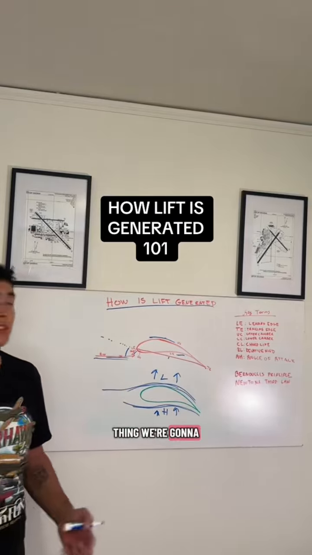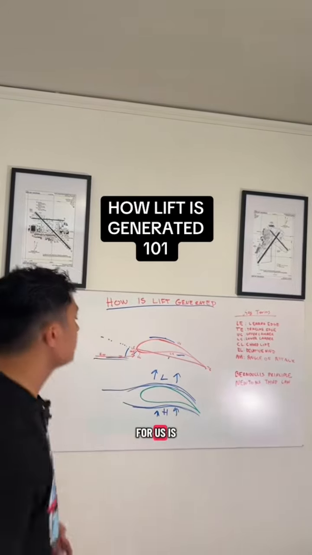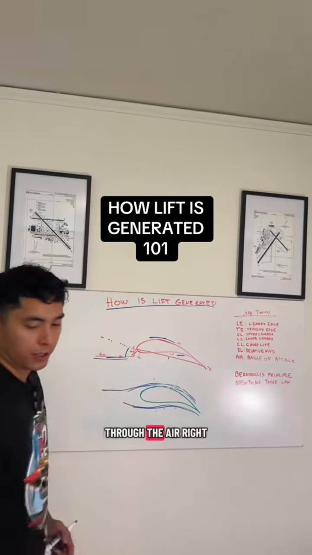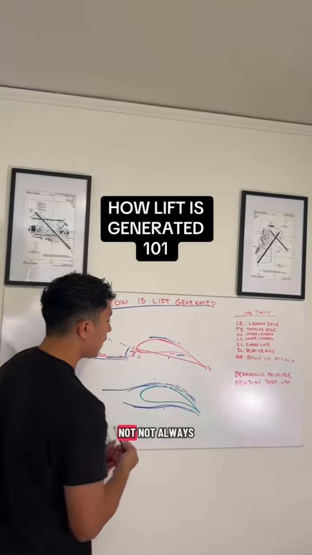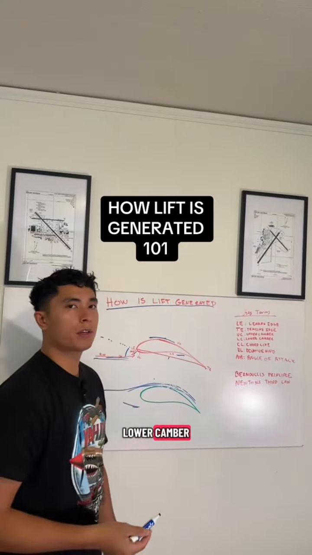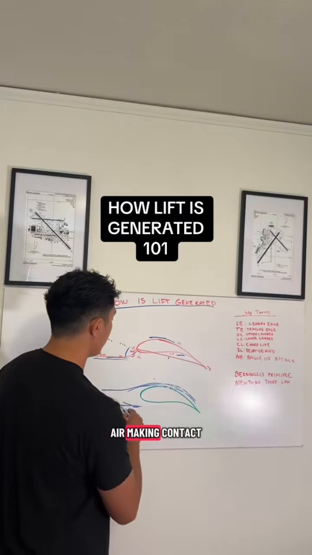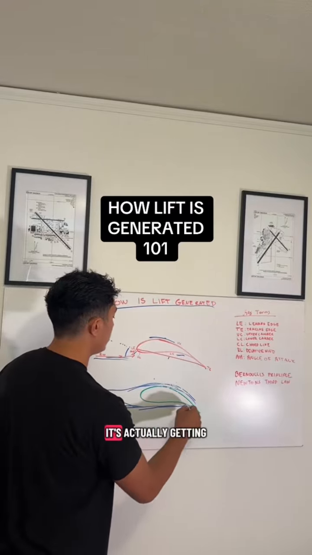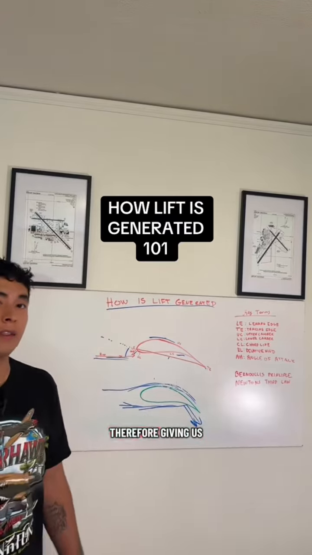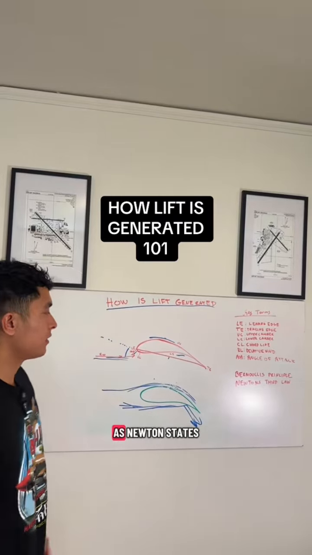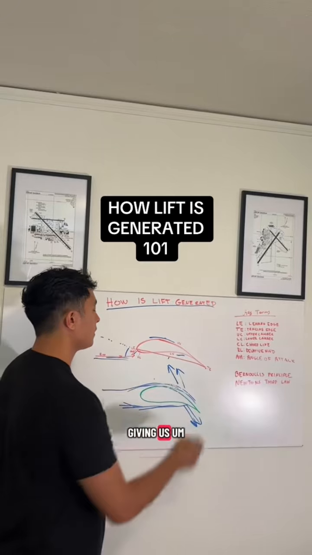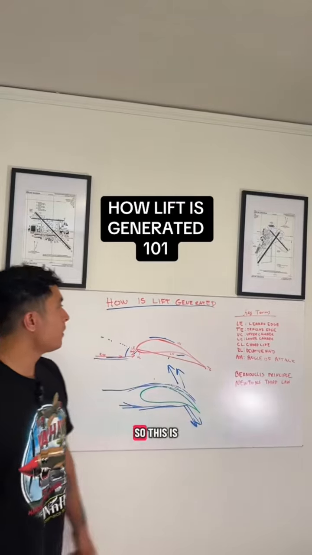Okay, so next thing we're going to talk about that generates lift for us is Newton's third law. So when it comes to Newton's third law, as we're flying through the air, that air is not always going to be smooth below our lower camber. So when that air makes contact with our airfoil, it's actually getting deflected, right? Some of it's getting deflected downwards, therefore giving us lift, because as Newton states, with every action, there is an equal and opposite reaction giving us an upward movement. So this is how lift is generated.